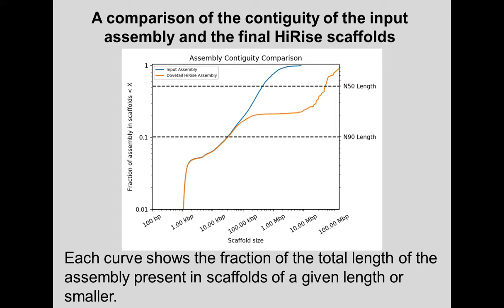So any scaffold that was less than 1 kb was excluded from this analysis. So these are all over 1 kb scaffolds.